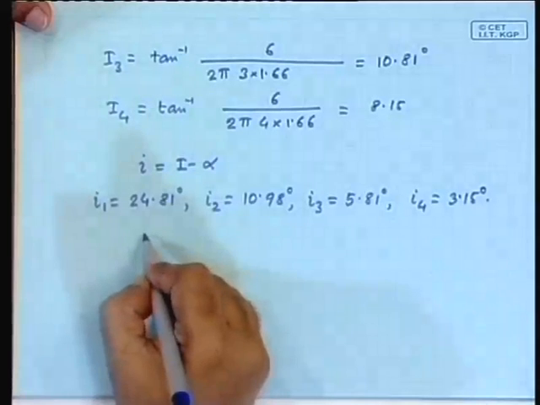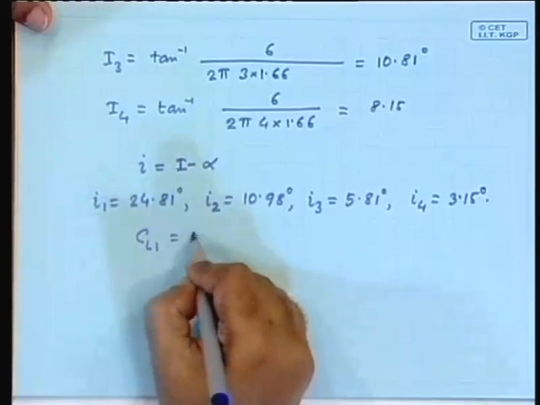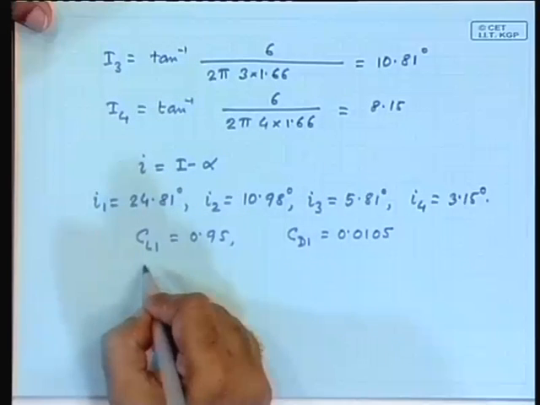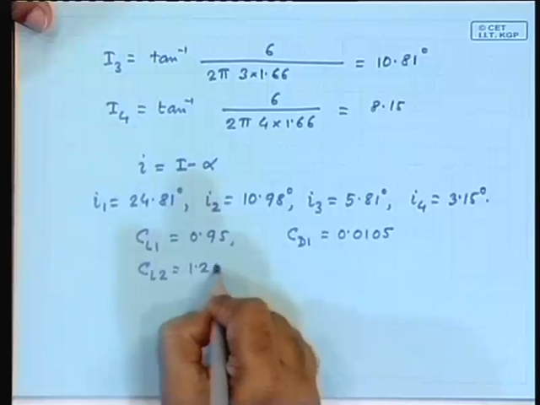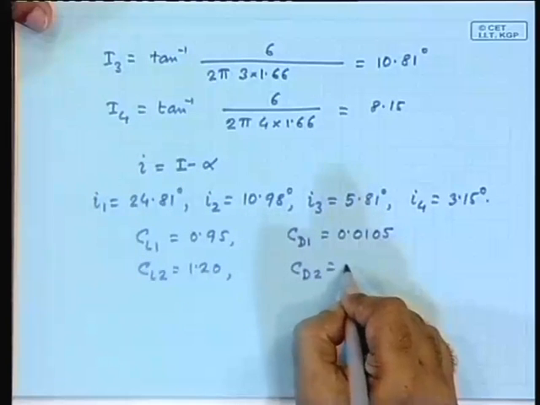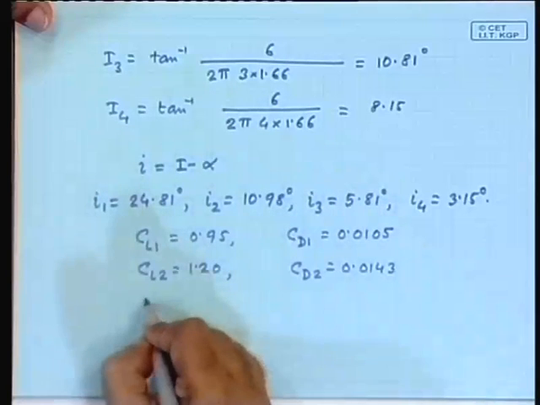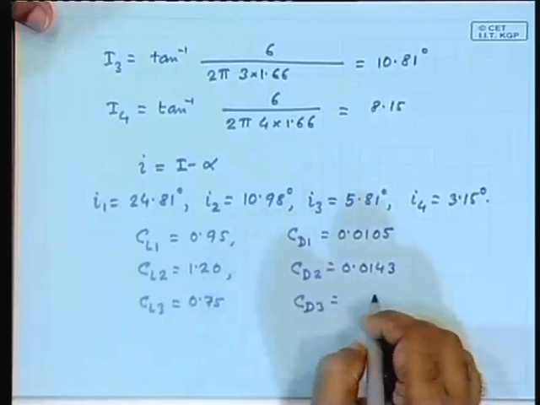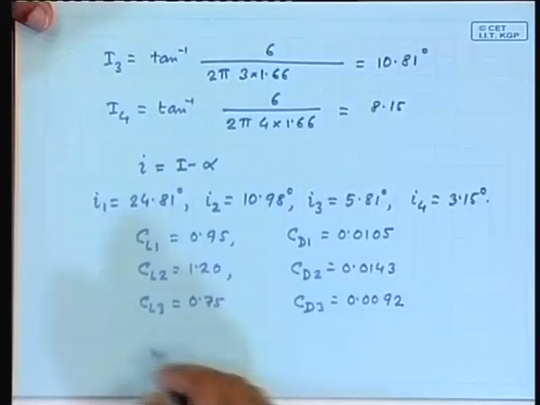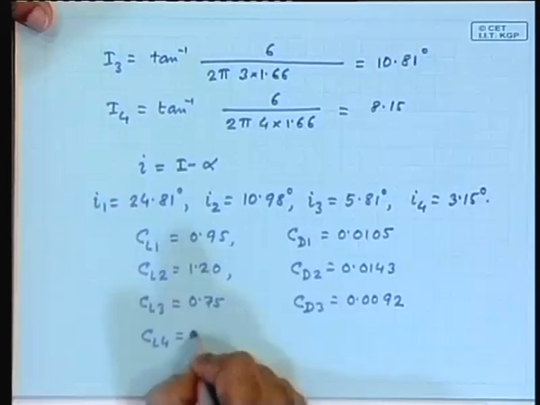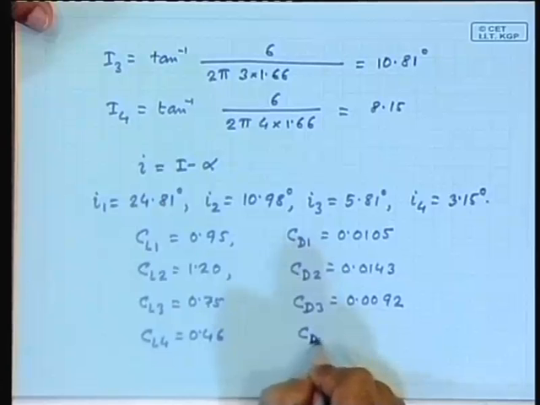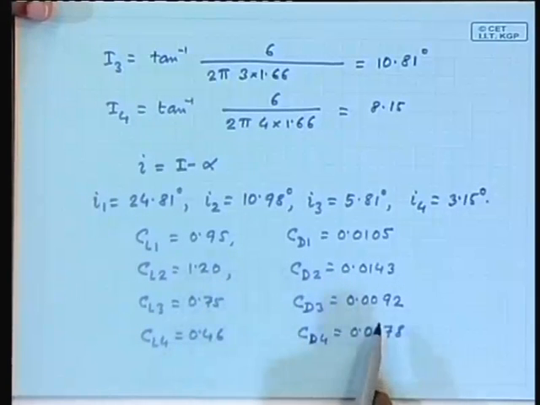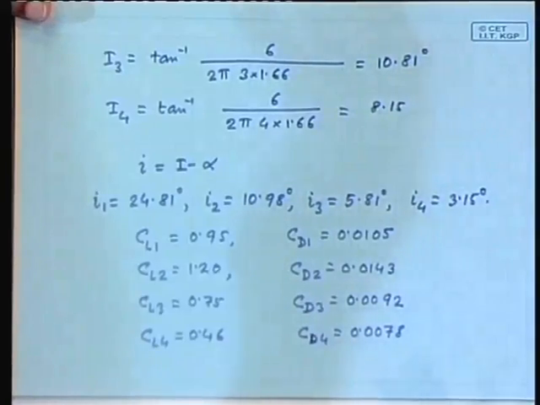So, what we have found is CL1, the first one, is 0.95, CD1 is 0.0105, CL2 is 1.20, CD2 is 0.0143, CL3 is 0.75, CD3 is 0.0092, CL4 is 0.46, CD4 is 0.0078. Notice the difference in the order of magnitude of these two quantities. The CD is normally about a couple of orders of magnitude smaller than CL.